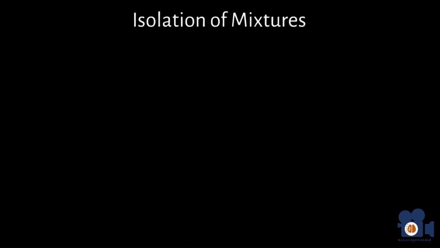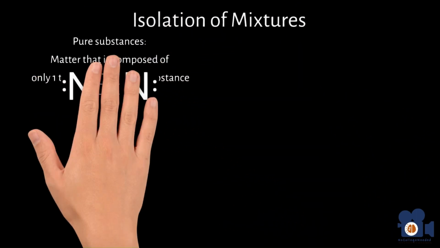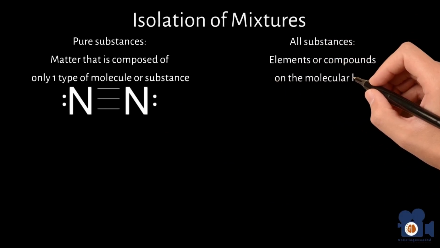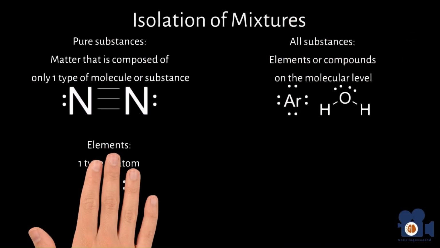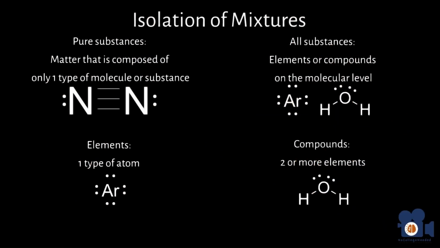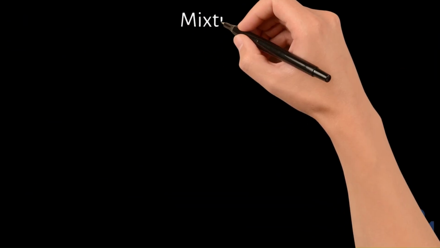However, we can isolate mixtures into pure substances, which is matter that is composed of only one type of molecule or substance. All substances are either composed of elements or compounds on the molecular level. Elements are composed of only one type of atom, and compounds have two or more element atoms. Mixtures can contain more than one type of compound or element.